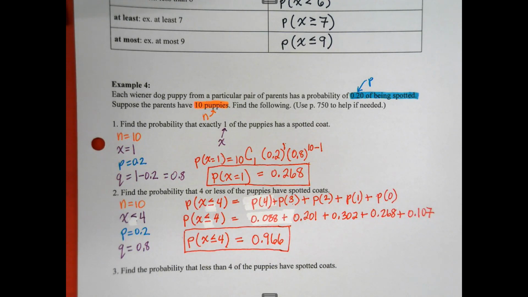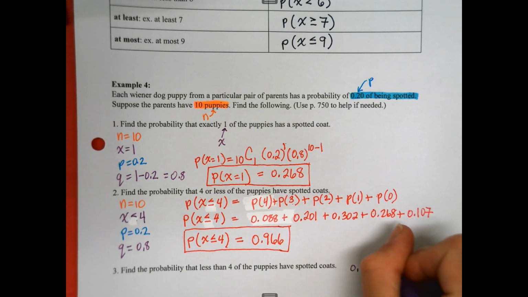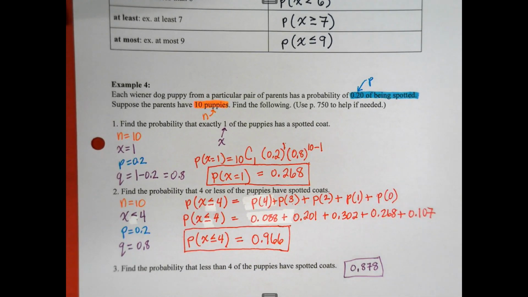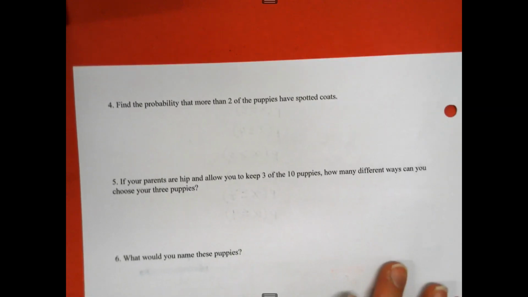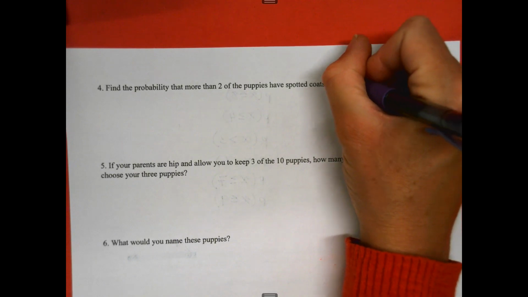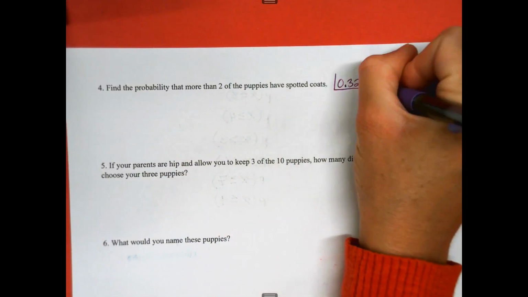And I'm going to leave 3 for you to try on your own. The final answer is 0.878. And also for 4, the probability that more than 2 of the puppies have spotted coats, that answer is 0.323.